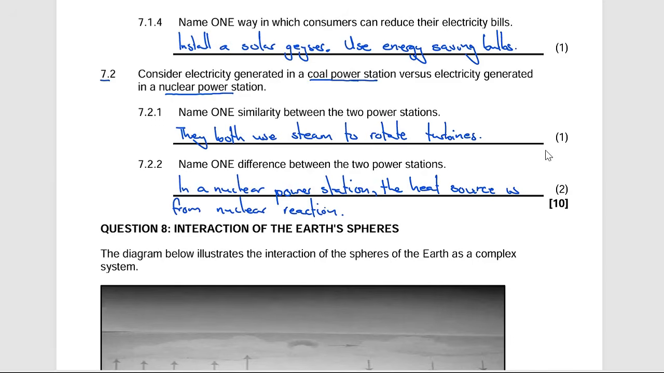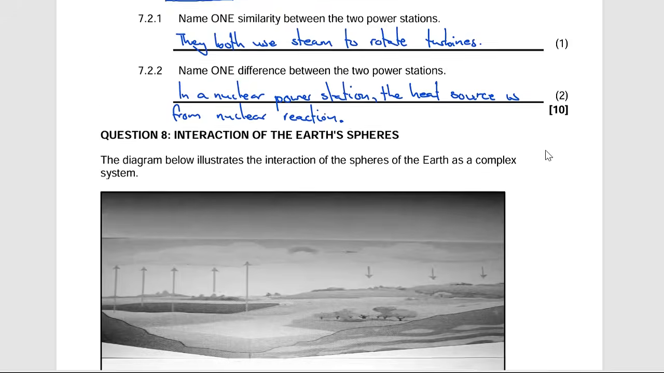So if you wanted to write in terms of a coal power station, you're going to say the heat source for a coal power station is from the combustion of coal there. So by combustion there, we're referring to the burning of coal.